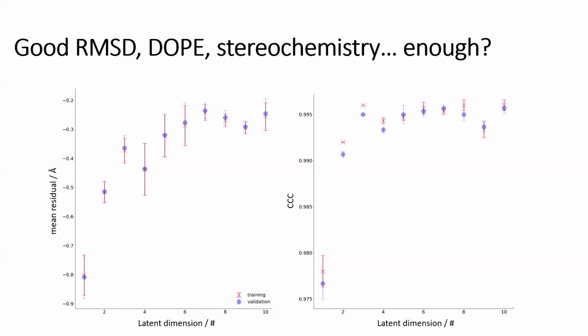And what you're seeing in these plots is an example from MRD. We get similar plots for all the different proteins we work with. In blue is the validation set, in red is the training set, and of course we want them to follow the same trend. What you're seeing, we want to minimize the residual and maximize the cross-correlation coefficient. So notice we have a negative value here. And what you see is that you reach a plateau. The plateau, depending on the protein, is between 3 and 5 dimensions.